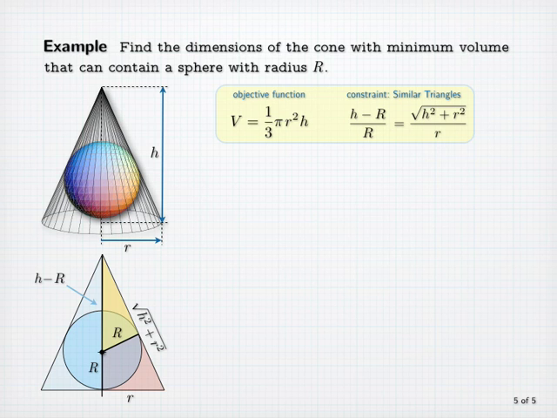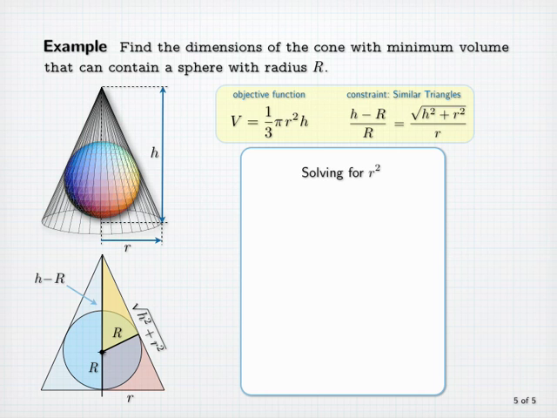Our goal is to reduce the volume formula to one involving only r or only h. To do this, we could solve the constraint equation for r, or we could solve it for h. Or we could solve it for r squared, since r appears in the volume formula only in the form of r squared. The algebra involved will be simplest if we just solve for r squared. Let's first cross multiply and then square both sides.